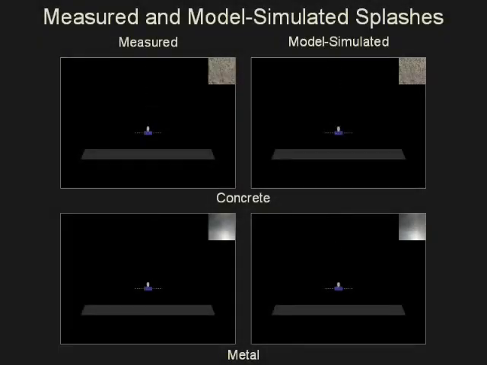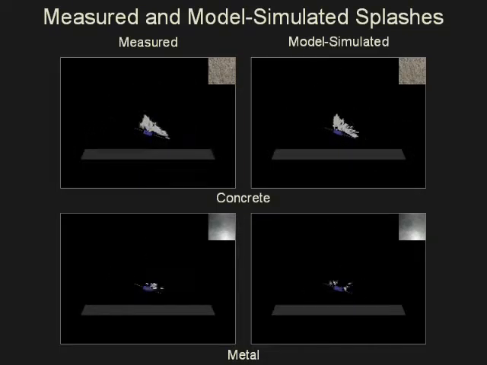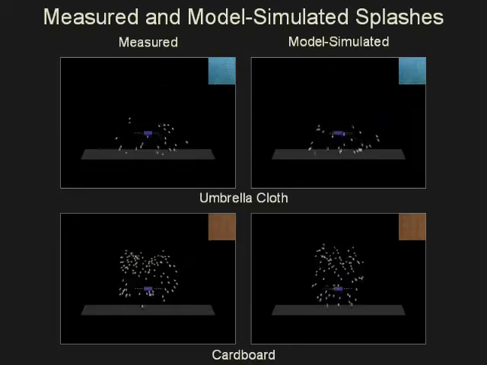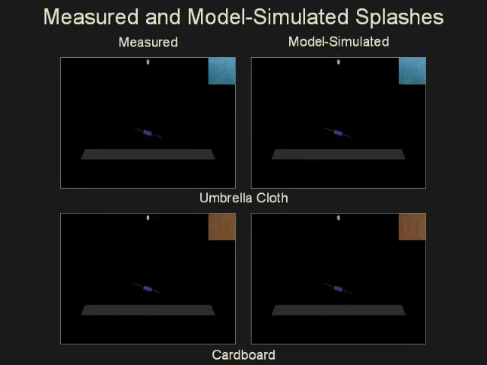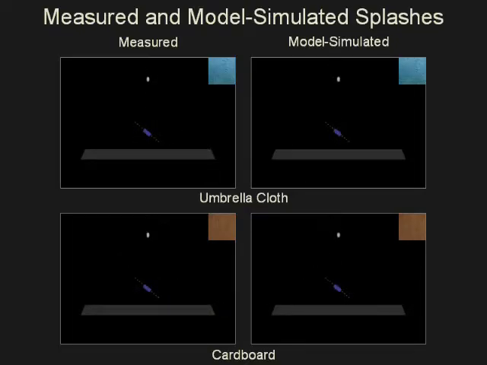Here we show splashes simulated using our model for concrete and metal. On the left, we show the actual splash measurements for comparison. Here we see simulated splashes for 2 more materials, umbrella cloth and cardboard. As we can see, the simulated and measured splashes match well.